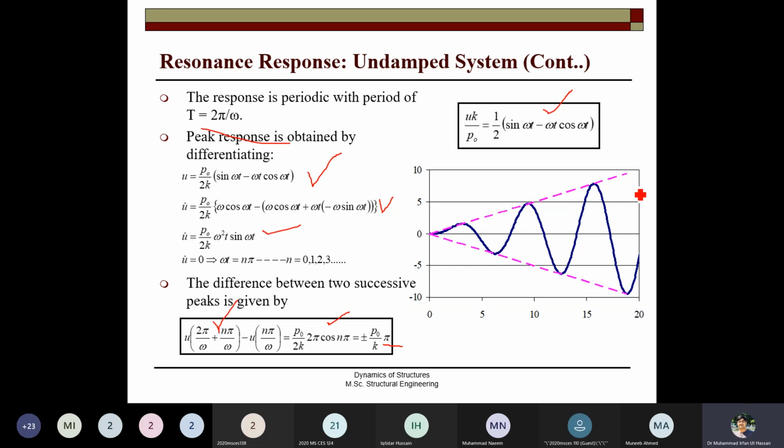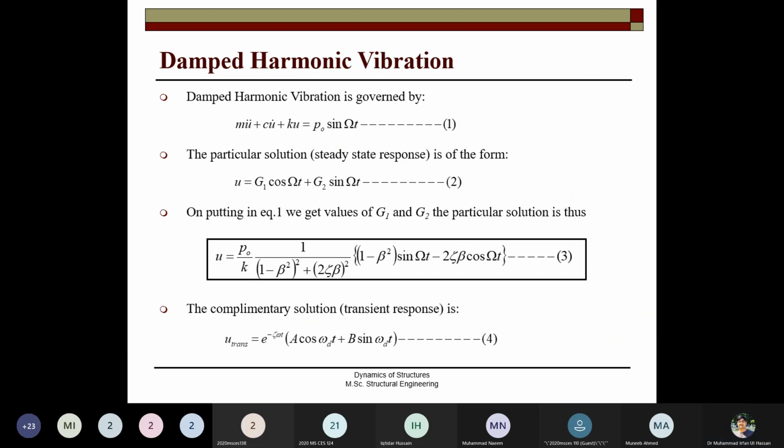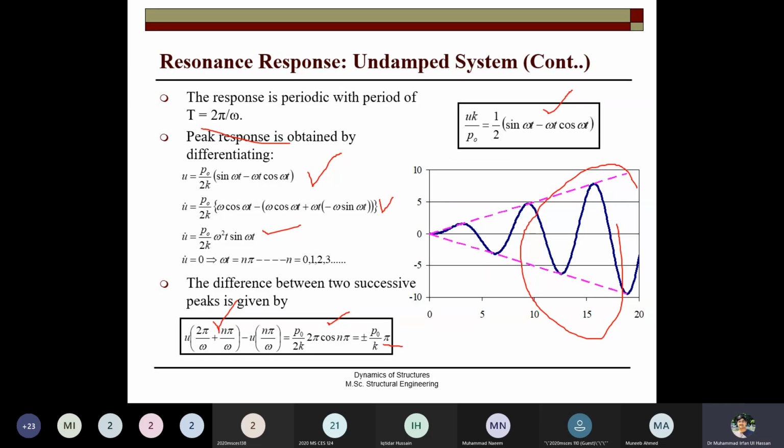So this is the response of the system at resonance, that after some time it will become difficult to control the vibration of the system. This was the undamped system response that we studied now.